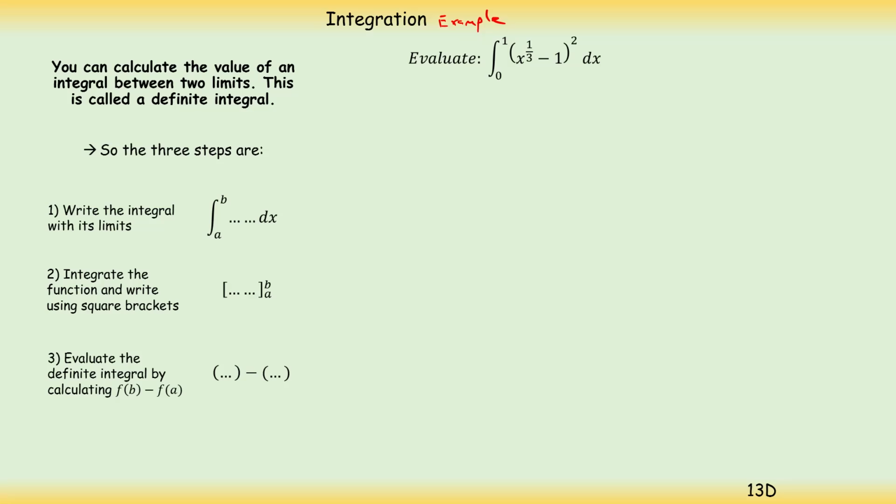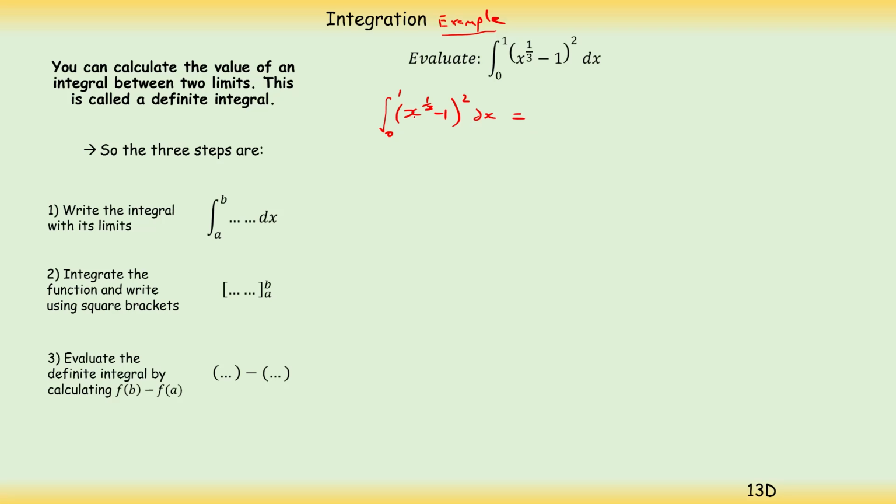In this example, we've got to integrate x to the power of 1 over 3 minus 1, all squared, with respect to x from 0 to 1. Those are nice limits. Hopefully they'll work out well for us. So we want to integrate x to the power of 1 over 3 minus 1 squared from 0 to 1 with respect to x.